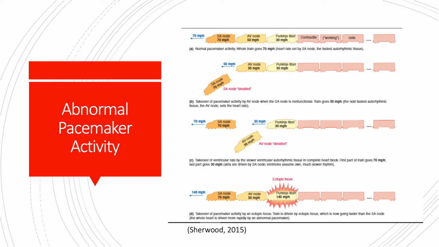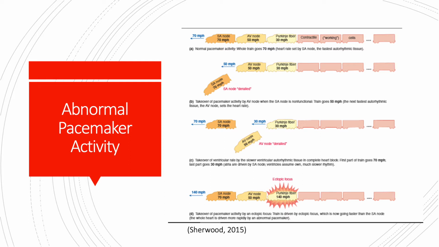So, for example, look at the illustration showing examples of pacemaker activity. You'll notice in figure A that is what a normal pacemaker activity looks like. We see that the SA node contains the fastest pace. Therefore, it leads the pack and sets the pace of the rhythm of the heart rate. However, if that SA node is not functioning correctly, the next fastest cell type will take over.